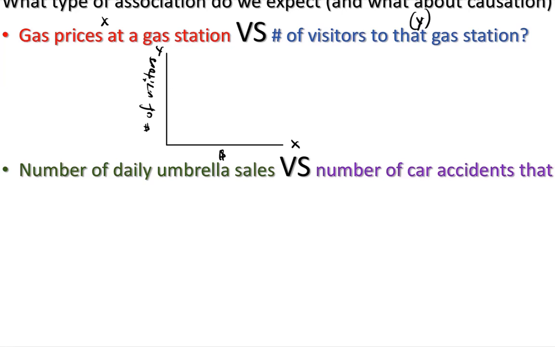So as prices are getting bigger, what do you think would happen to the number of visitors there? We expect it to go down, right? They're not going to get more people as they're raising prices. We don't expect more people to show up, right? So we would expect something in a downward trend, something like that, right? Moderate or strong? Pretty strong, yeah. I can't imagine seeing a lot of people if you raise gas prices, right?